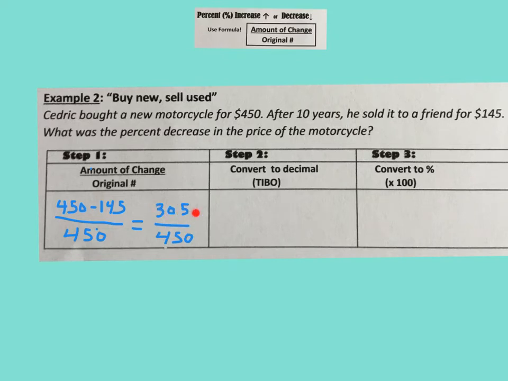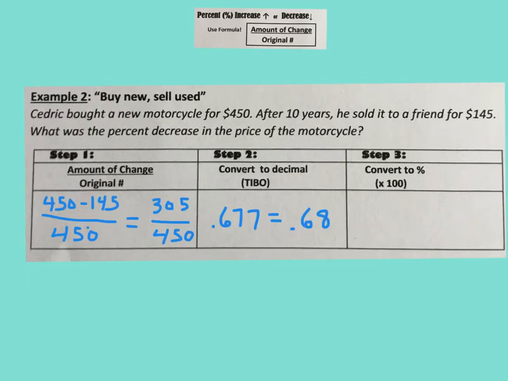So it changed by $305 over the original price of $450. So I'm going to convert that to a decimal, then convert the decimal to a percent. All right, so I converted this fraction to a decimal by dividing top and bottom. 305 divided by 450 on my calculator is 0.677 or 0.68. I rounded it to the hundredths place, so I looked to the right, and that is 5 or above, so I rounded it to 0.68.